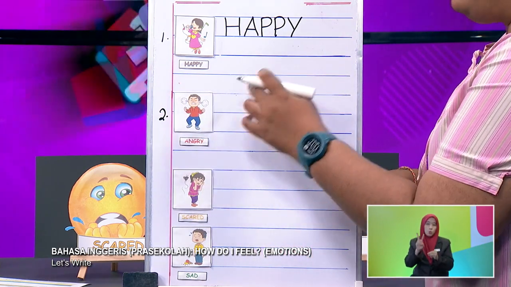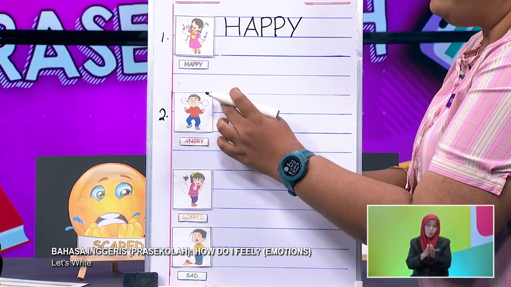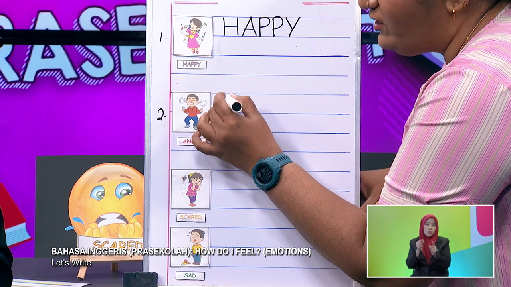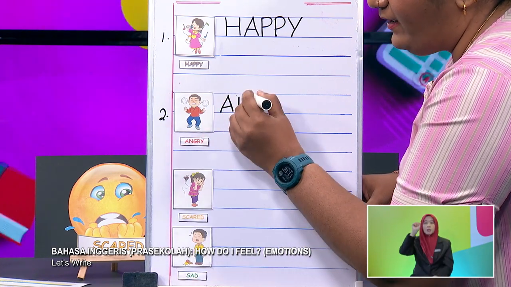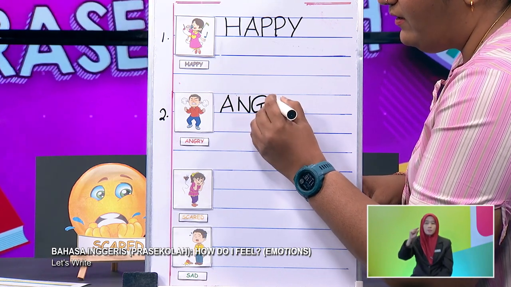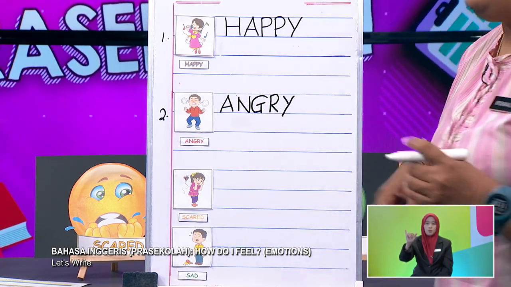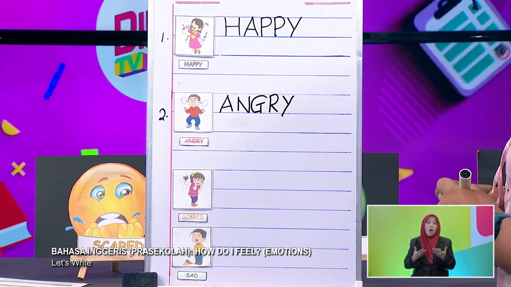Okay, you can write smaller in your exercise book. I'll write smaller here, okay? Spell angry, Shafika. A, N, G, this is how you write G, R, and Y. Okay, angry. Okay, how about the next one?